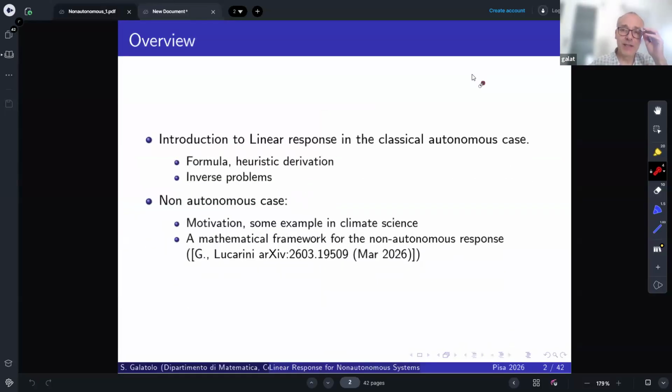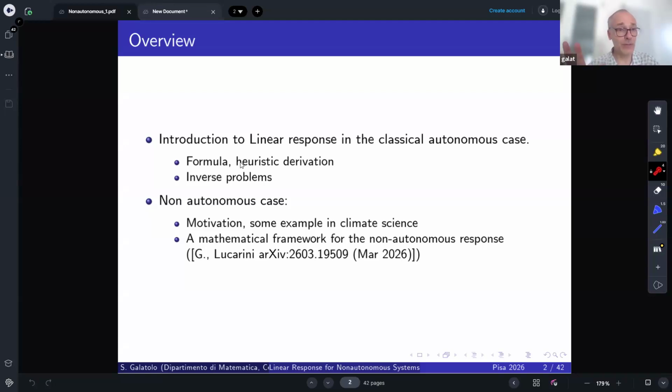Okay, now it works. So what I would like to do in the seminar is to let me move. I have the Zoom window which is covering the interface. Okay, now it works.